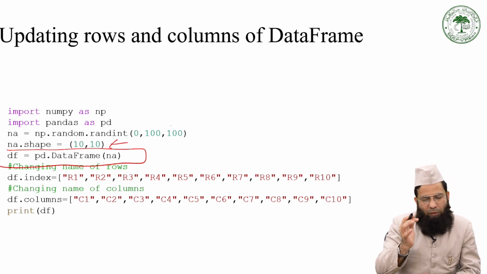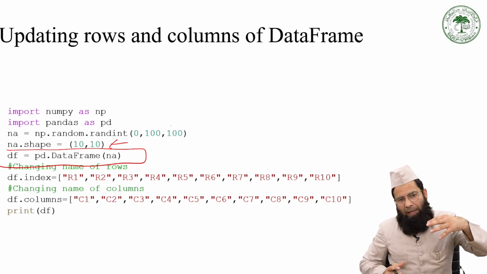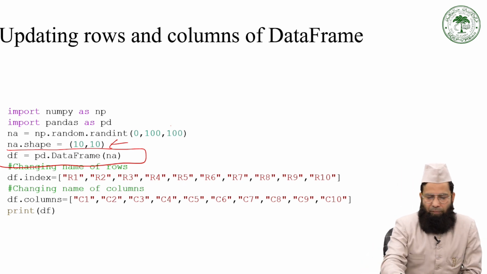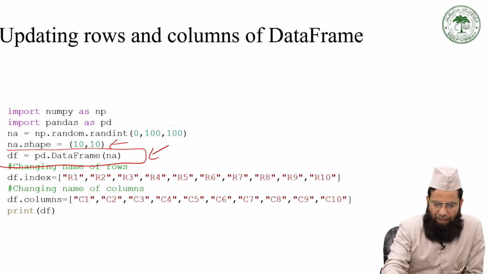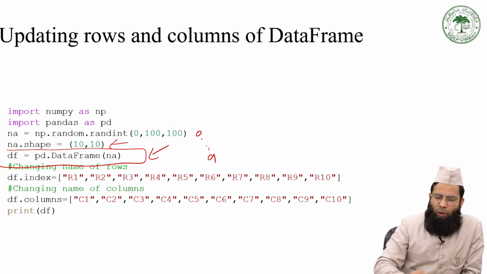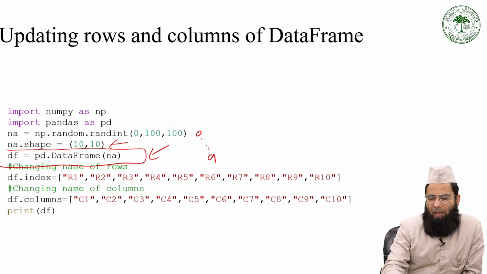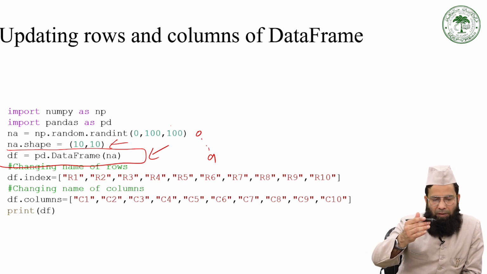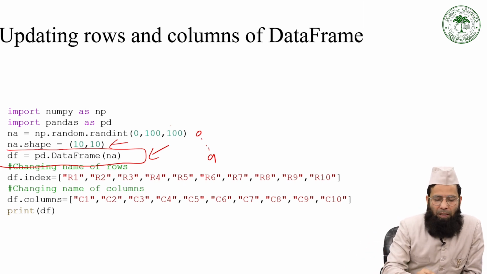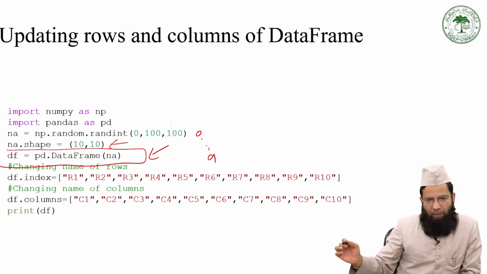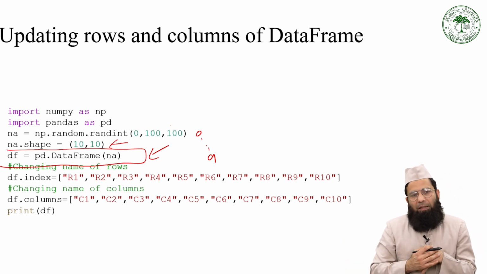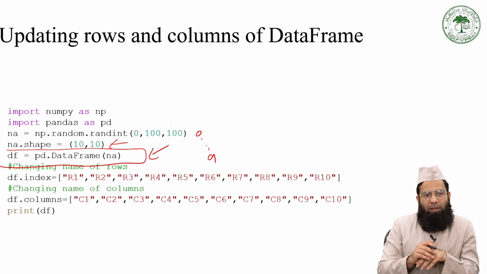Now I would rename the index, right? As of now, the index will be 0 to 9. Now we can modify the index value. So I am giving it R1, R2, R3 and so on up to R10. These would be the new index, and the column names would be C1, C2, C3 and so on. In this way we can modify the index and columns as well.